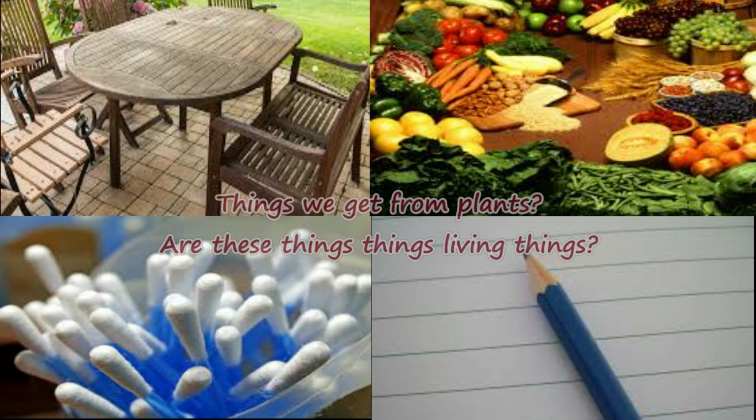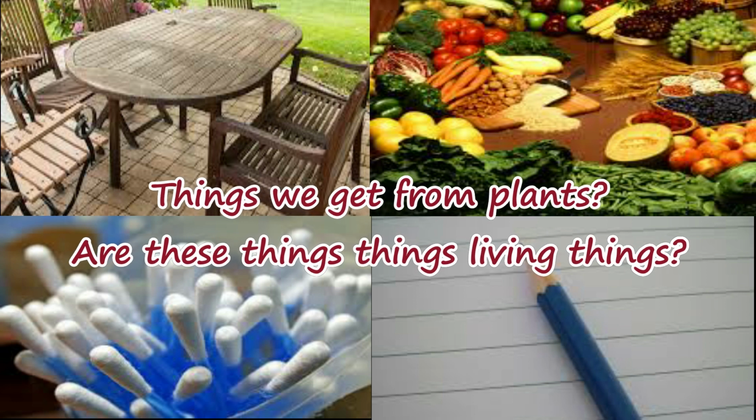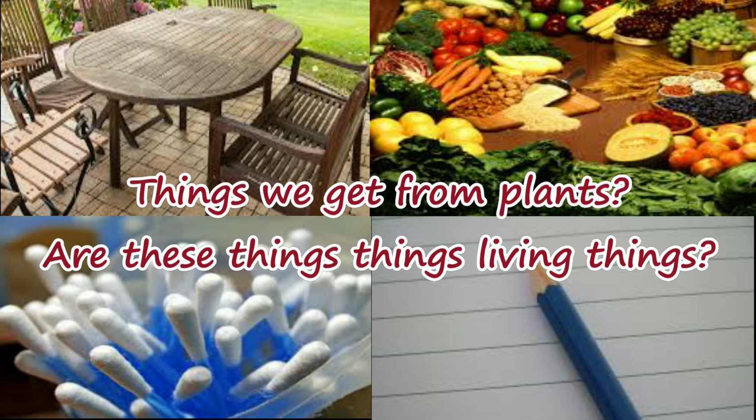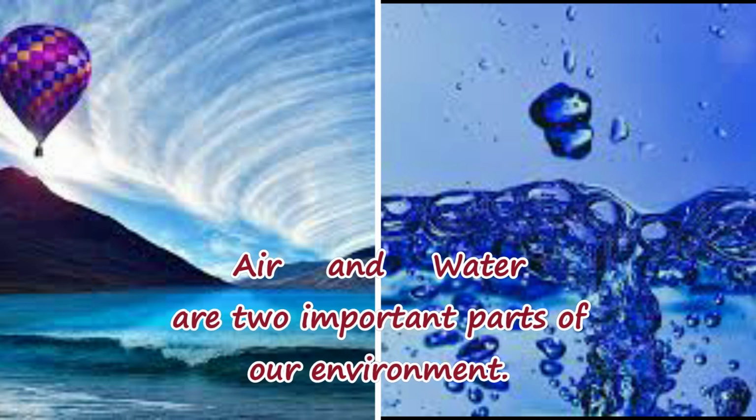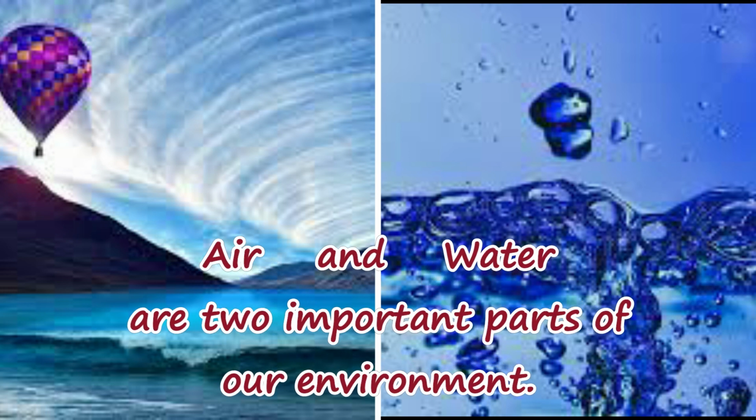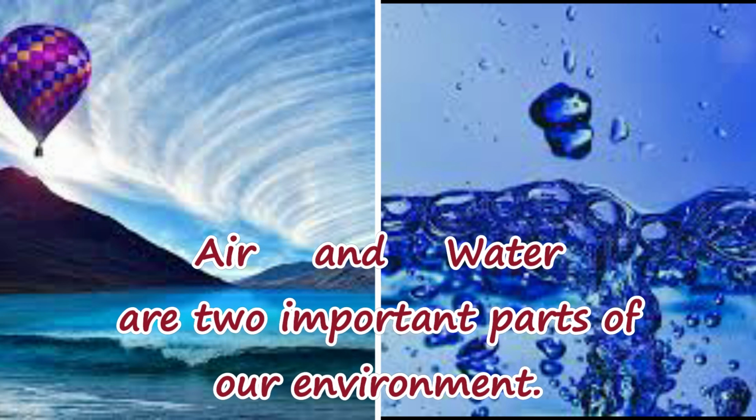Now the question comes, the things we get from plants, are these things living or not? The chair, the fruits, vegetables, the birds, the cotton, or the pencil or books. Of course, they are non-living things as they cannot be moved. Air and water are two important parts of our environment. Every living thing needs them.